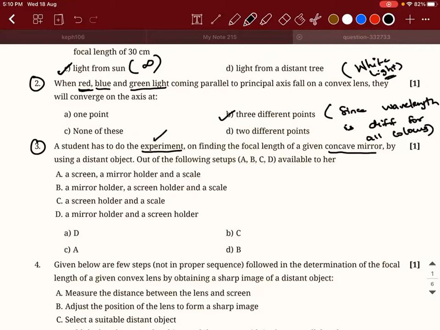So 1 minute, read the question again. There is a student who has to do an experiment on finding the focal length of a given concave mirror by using a distant object. Which one would she prefer? A screen, a mirror holder, and a scale. A mirror holder, a screen holder, and a scale. So what are the steps to be followed is what they're asking.